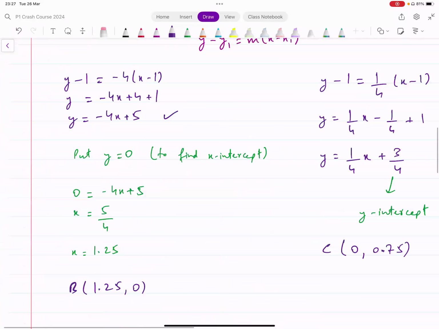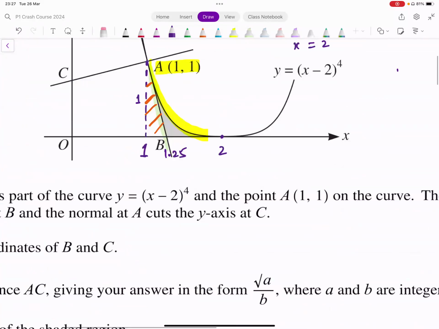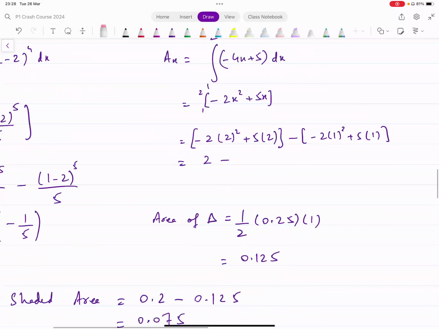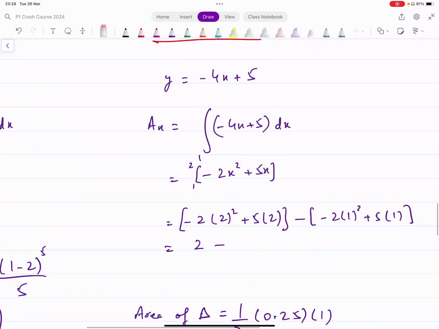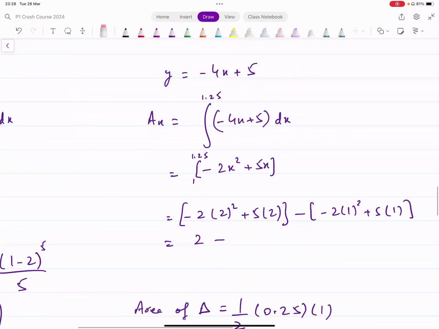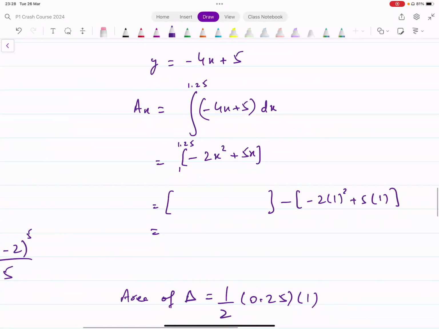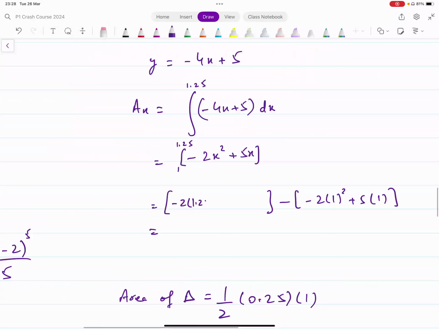Okay, so I'm sorry, I've input the wrong limits here. Limits are from 1 to 1.25. Limits for the line were actually 1 to 1.25. Let me correct them here. Actually put those limits here. And that gives us minus 2 into 1.25 whole squared plus 5 into 1.25. Can somebody tell me what this number is? What this result is?